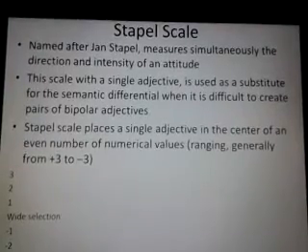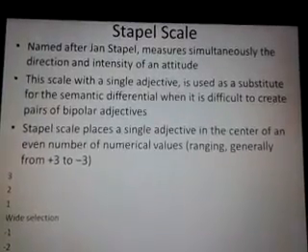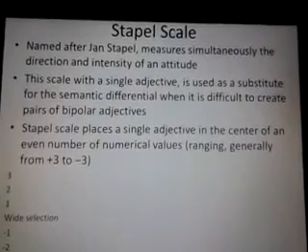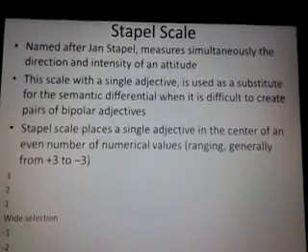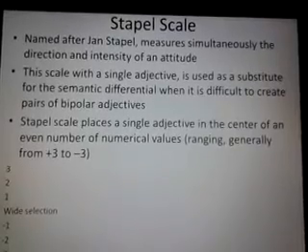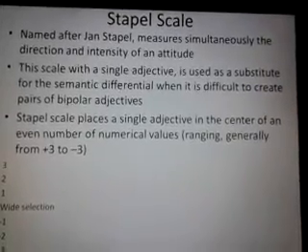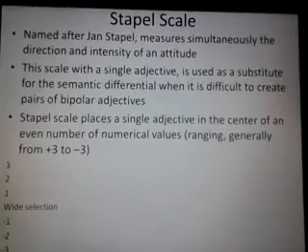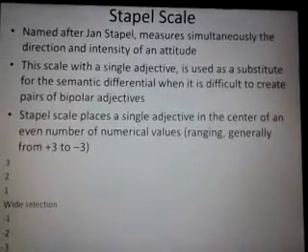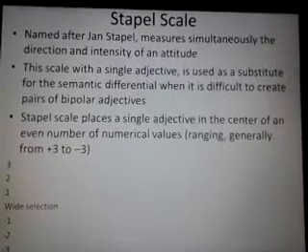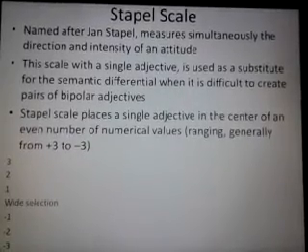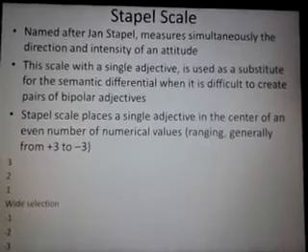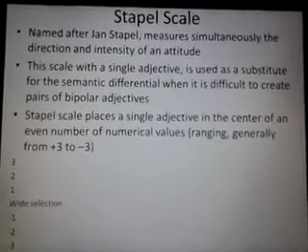It is named after Jane Stapel. This measures simultaneously the direction and intensity of an attitude. So the direction of an attitude as well as the intensity of an attitude. Simply, if I have a positive attitude towards something, then how intense that positive attitude is, or if I have a negative attitude about something, how intense that negative attitude is. So both the things simultaneously.